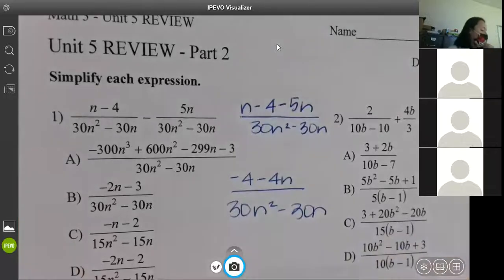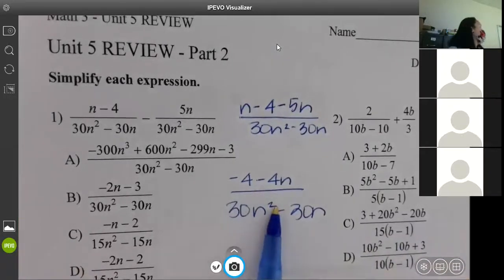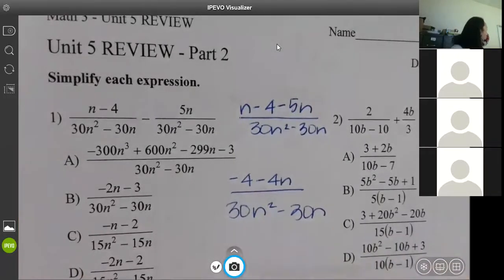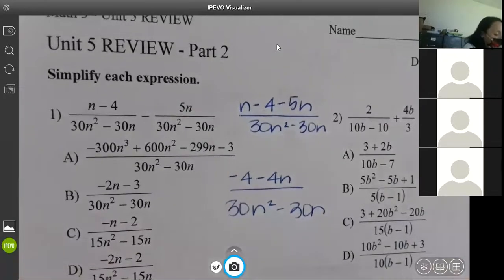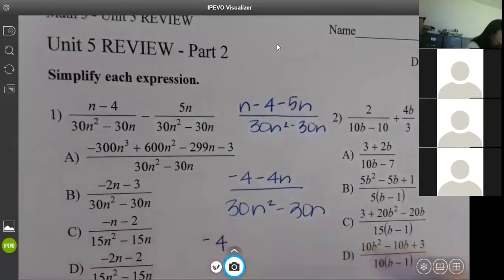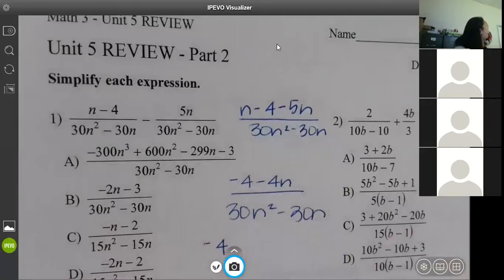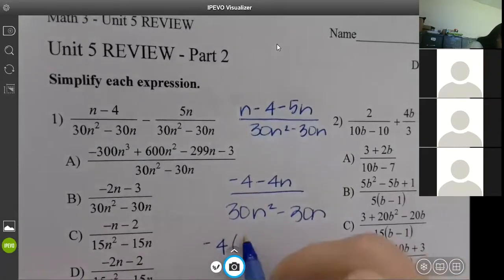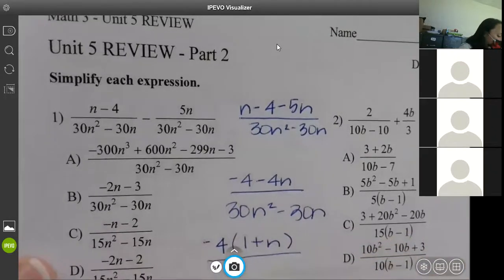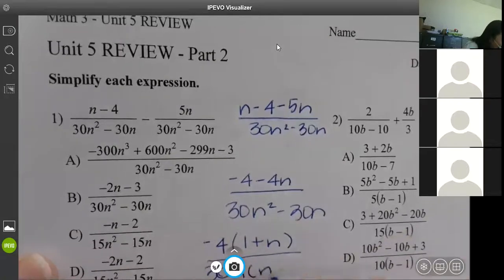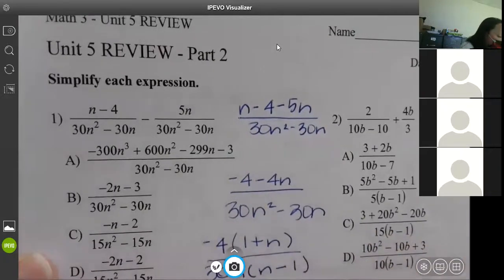Guys, look at your multiple choice. If you don't see this, you either messed up or there's more to do. Do we have a GCF on the top? We can take out a -4. Now, this is where this set version, whatever, is really weird. So just pay attention. Gives me a +1 plus n. On the bottom, what can I take out? Leaves me with n minus 1.